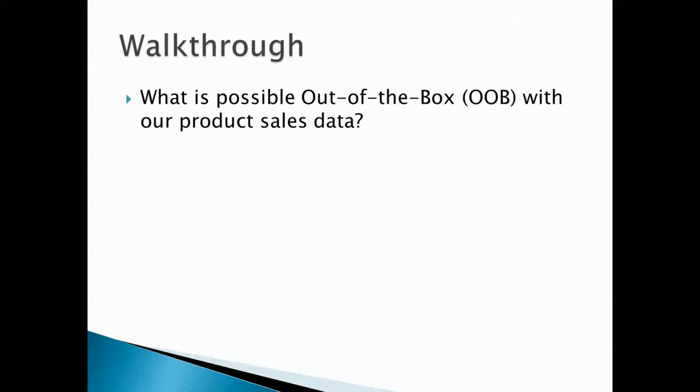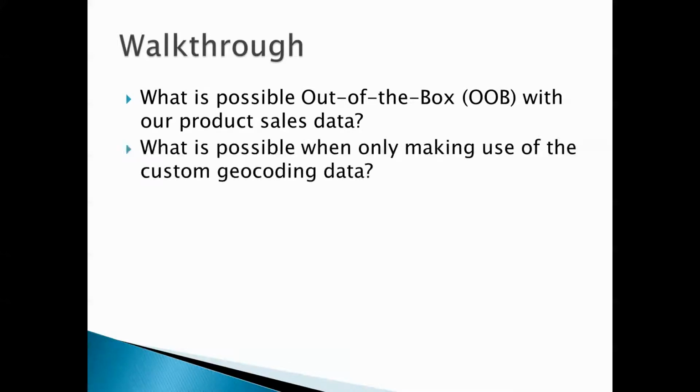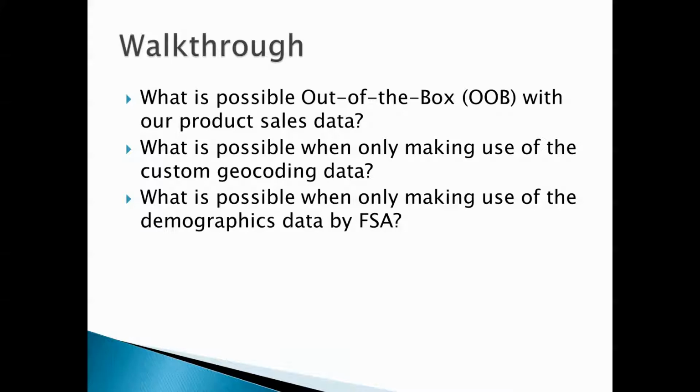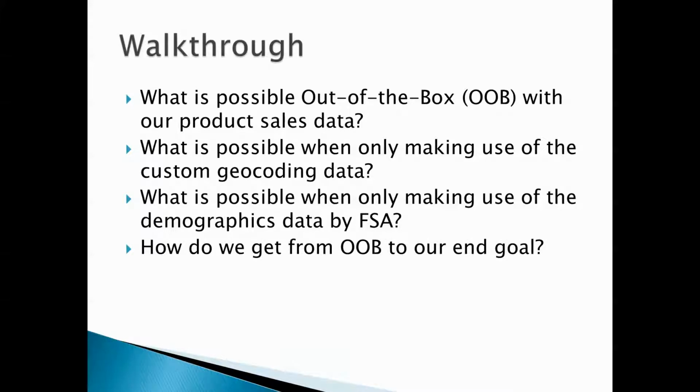In the walkthrough, we're going to go over what's possible with out-of-the-box sales data. So that's not doing the geocoding or geolocation. What if we only use the geolocation data, or the geocoding? What is possible if we only use the demographic data? And then how do we get from what is available out of the box to what is our end goal? So we're going to start that process now. So let's go take a look.